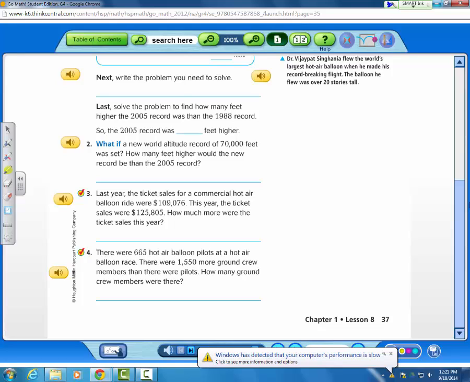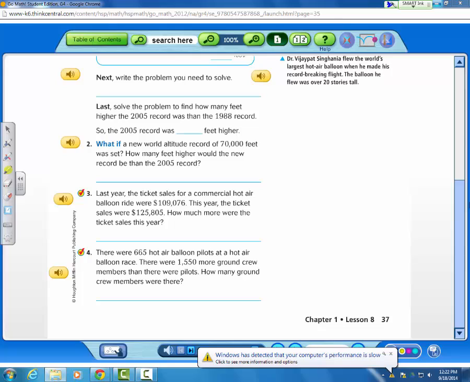Let's look at number 4. This one we're going to set up a diagram again, but this one's a little bit different. There were 665 hot air balloon pilots at a hot air balloon race. There were 1,550 more ground crew members than there were pilots. How many ground crew members were there?